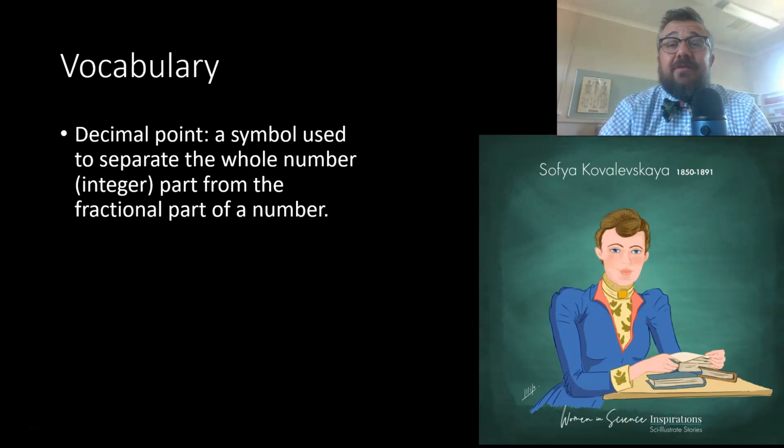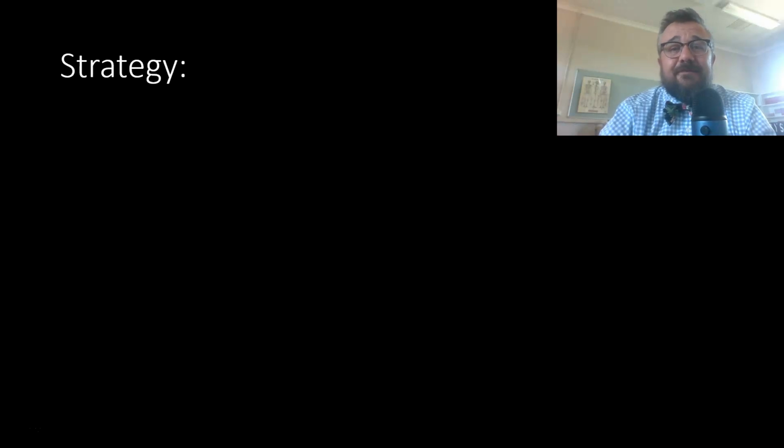So we've got some vocabulary. I want you to pause the video and write down these words just so we know what they are as we move through it. A decimal point is a symbol used to separate the whole number, or an integer, from the fractional part of a number. So if you've got 1.2, the whole number is the 1, the fractional part, the part that's only part of a number, is the 2, and the point in the middle there, that's a decimal point.